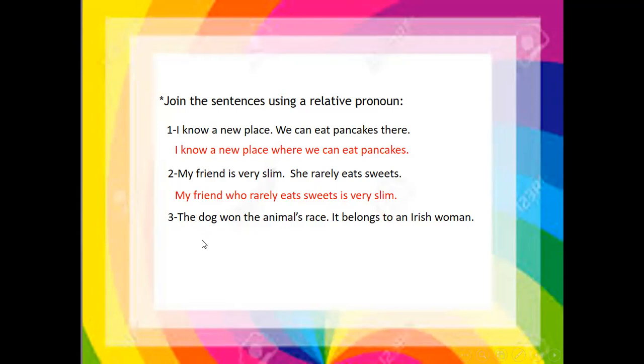The dog. Since the dog is an animal, شو حكينا؟ It is more preferable to use what with animals? To use that. So the dog, that. And which sentence will we complete? The second one. Excellent, the second one. So the dog that belongs to an Irish woman won the animals race.